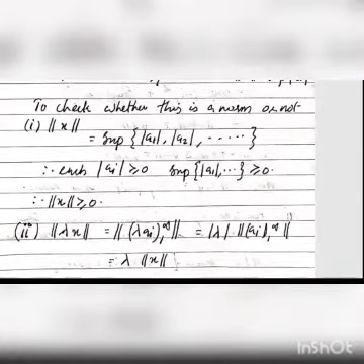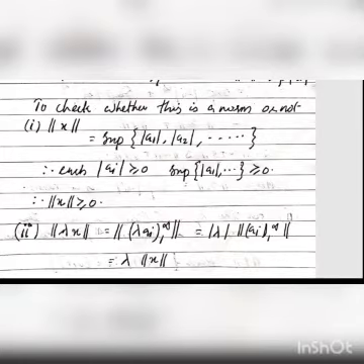consider the norm. By definition, the norm is equal to the supremum of mod a1, mod a2, etc. Therefore, each ai is greater than or equal to 0. Therefore, the supremum of this quantity is also greater than or equal to 0. Therefore, the norm is greater than or equal to 0. Now, equal to 0 also holds, because the supremum equal to 0 means this quantity is equal to 0. That means the norm of x should be equal to 0.